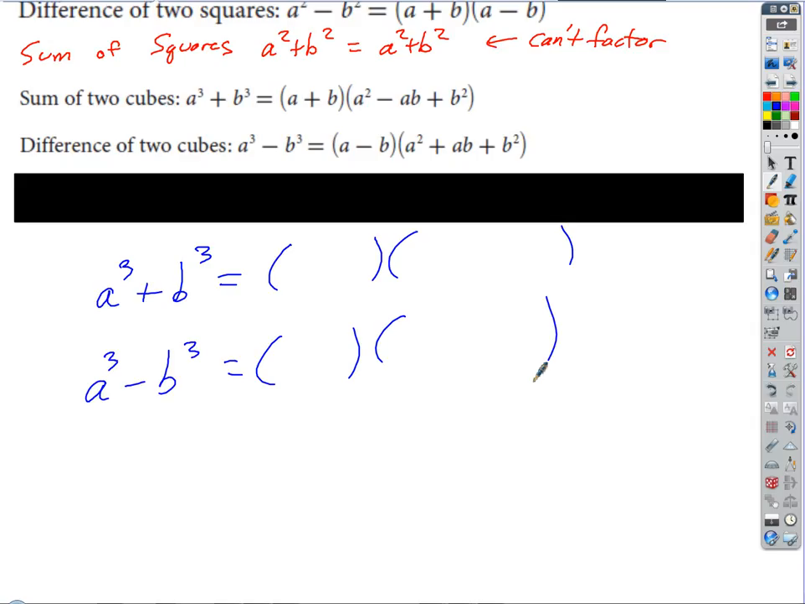The only thing that's going to change are the signs we put in between them, the operations. So the small factor is always going to have an a and a b, and the big factor is going to have three terms. Out in front, there's going to be an a squared. In the middle, there's going to be an a times b, and at the end of it, there's going to be a b squared in both cases. Okay? All we have to do is just put the signs in.